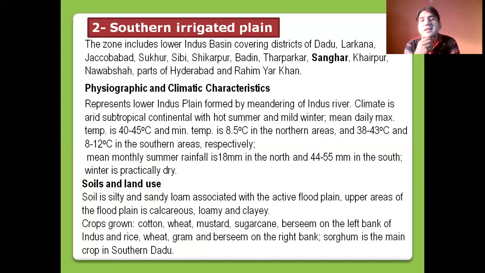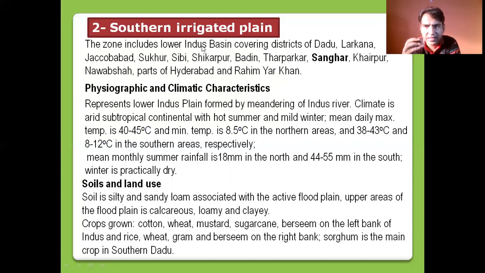The southern irrigated plains of Pakistan, southern irrigated plains. So the southern part of Pakistan, those areas are relying on irrigated water. What are those? This zone includes the lower Indus Plain, covering Indus districts of Dadu, Larkana, Jacobabad, Sukkur, Shikarpur, Badin, Tharparkar, Sanghar, Khairpur, Nawabshah, and parts of Hyderabad and Rahim Yar Khan.